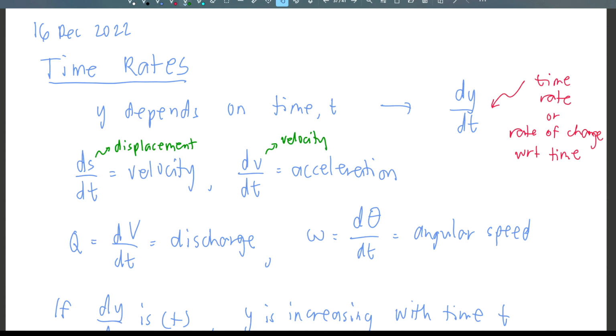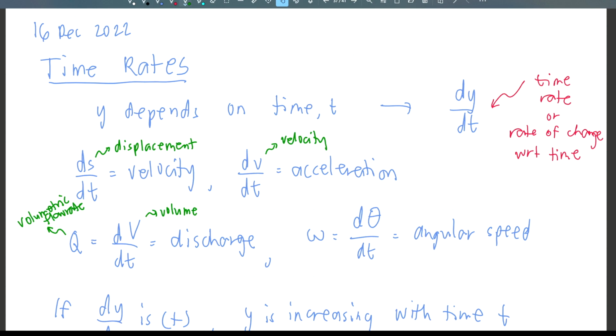Another application could be discharge. It's the change in volume per time. So this is volume. When we change our volume over time, this is our volumetric flow rate, because volume changes over time.